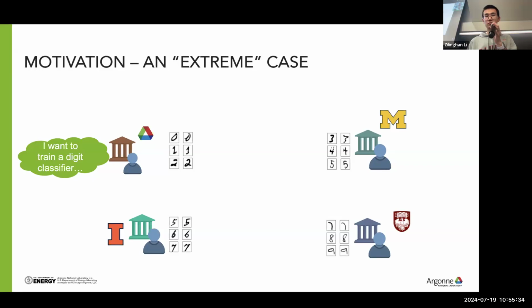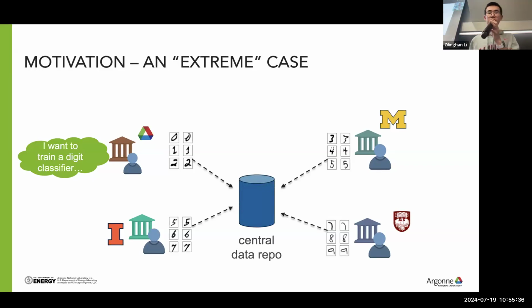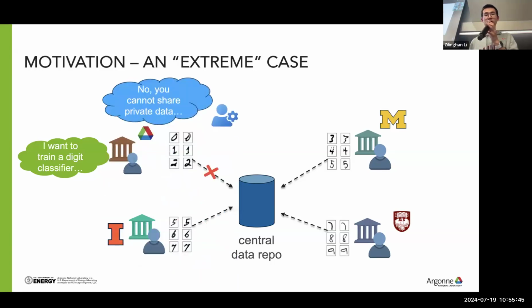Ideally, we want to collect all this data into a central data repository to train a digit image classifier. But here's the problem. The administrator from the Argonne data team says, no, we don't allow you to share this data. This data is private to Argonne. Sharing this data as it is goes against our privacy-preserving policies. So you cannot share. And the administrators at all the other 3 institutes said the same thing. You cannot share the data. So in this case, what should we do?